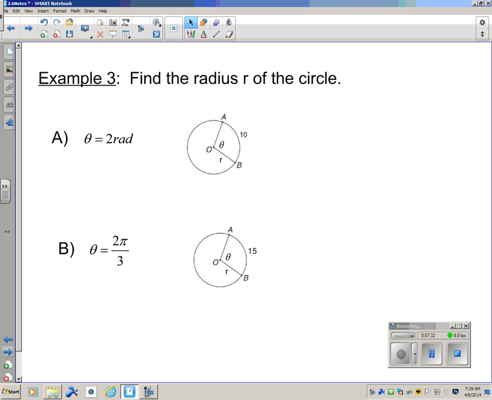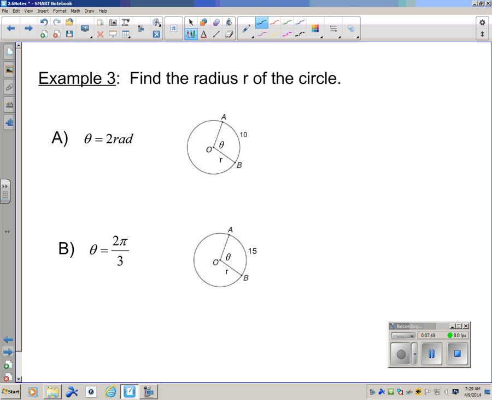So sometimes you're given other parts here. So this time we're looking for the radius of the circle. And we'll just do one example because it's going to just repeat itself here. So this one says theta is 2 radians. Notice it doesn't have a pi in there this time. Like I said, it doesn't always have to have that.